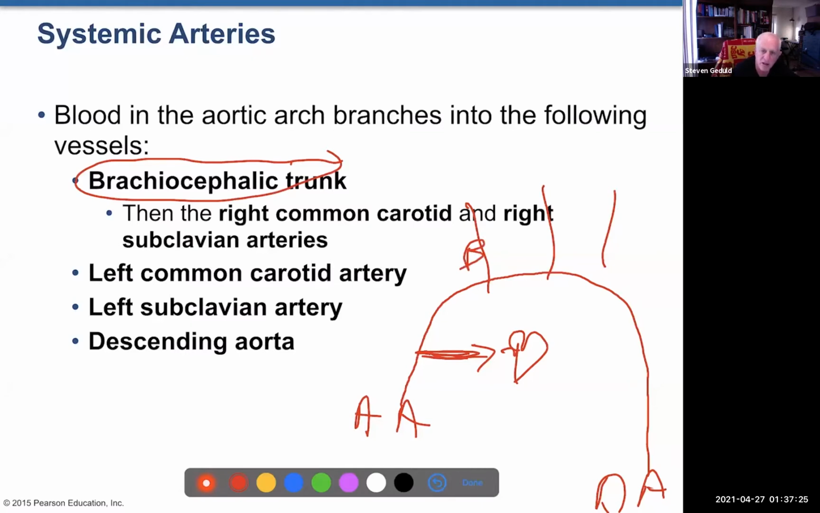That branches into the right common carotid and the right subclavian arteries. The left common carotid. Okay. And the left subclavian. So the left common carotid artery and the left subclavian artery all branch off the aortic arch. Then it goes down into the descending aorta. And then you get the rest of the branches.